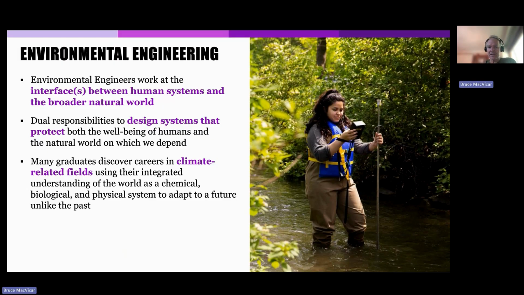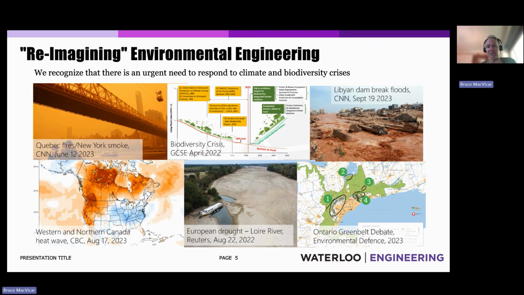So the key there is that we're looking at different aspects of a system, the chemical, biological, and physical aspects of these different systems. So we have spent some time in the last few years in what we call reimagining environmental engineering. So we recognize that there is an urgent need to respond to climate and biodiversity crises.